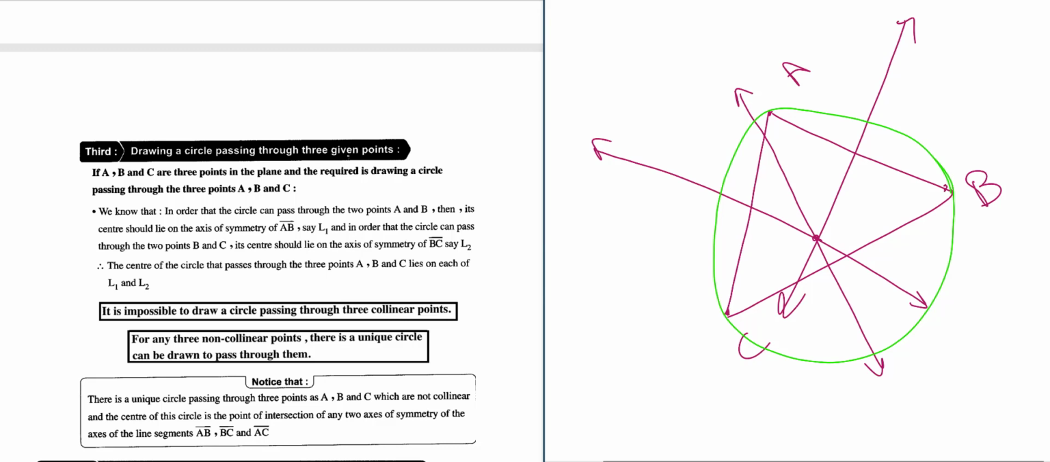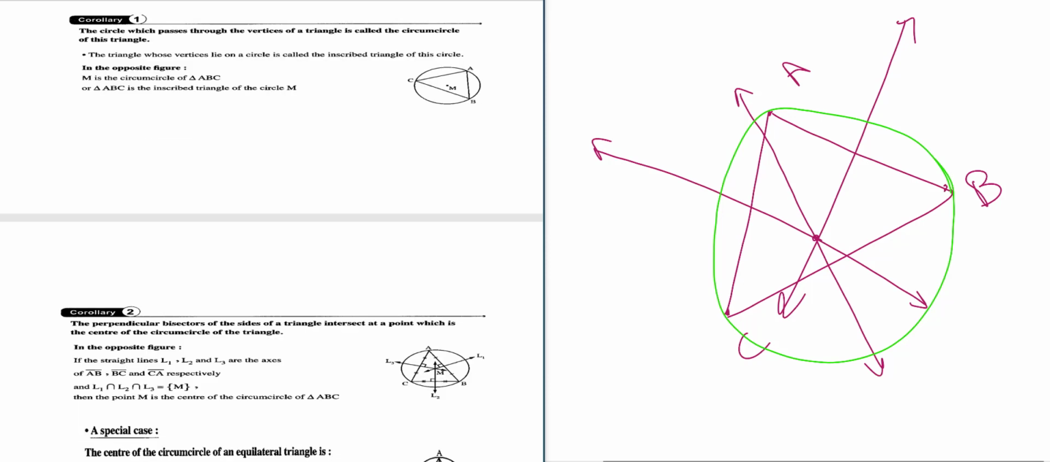For any 3 non-collinear points, there is one, it means only one circle, that can be drawn to pass through them. From this case, the circle which passes through the vertices of a triangle is called a circumcircle of a triangle. Like this circle here, a circle M passing through the 3 vertices of the triangle, vertex A, vertex B, and vertex C. This circle is called the circumcircle of the triangle. It means the outer circle of a triangle.